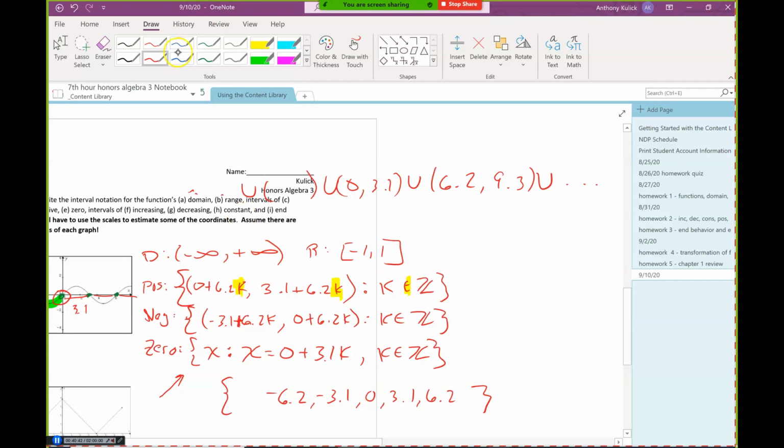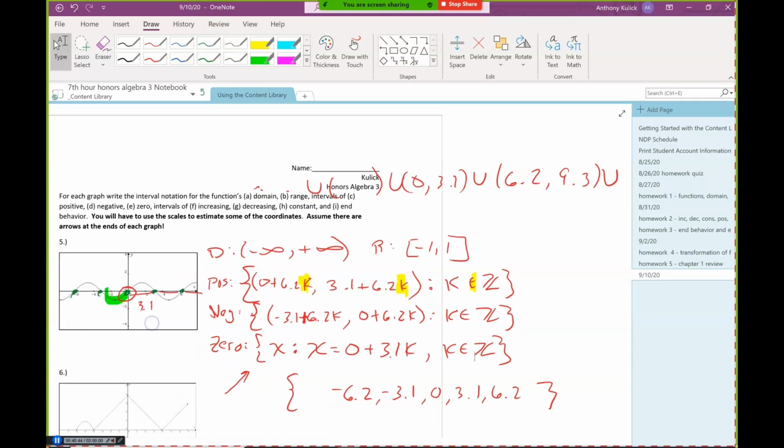So for example, if we're talking about the positive intervals, when k is 0, we're talking about this part. When k is 1, we would add 6.2 to both the endpoints. We'd be talking about that part. When k is 2, we'd be adding 6.2 twice. We'd be talking about the next positive part. And if it was negative, we'd just be going back in the other direction. Does that make sense? You're welcome.